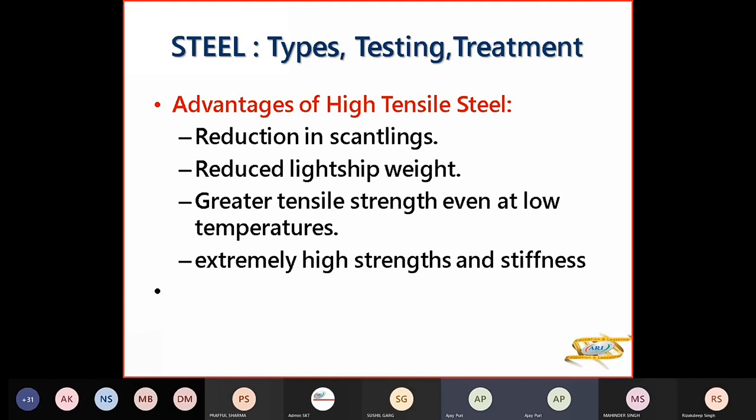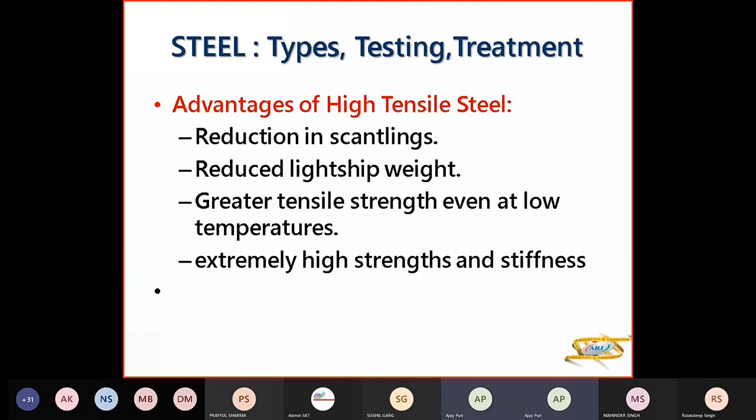So when you are reducing in scantling, that means your light ship weight is going to reduce. Because these plates are thinner as compared to mild steel, so the weight will be less. So your light ship weight will reduce. So if your light ship weight is reduced, you can load more cargo because your displacement will be same. When you reduce your light ship weight, your dead weight will increase.